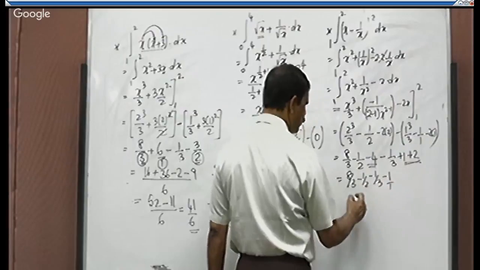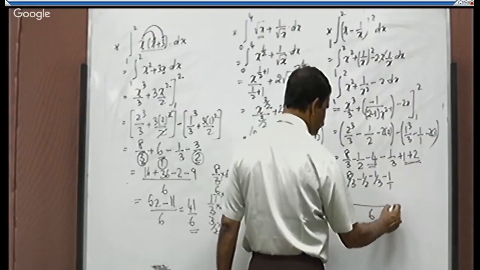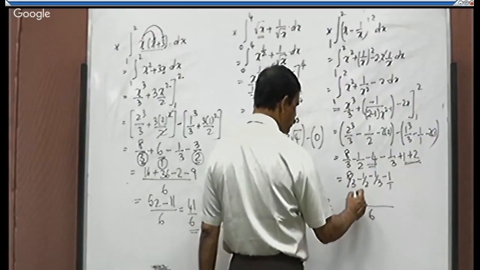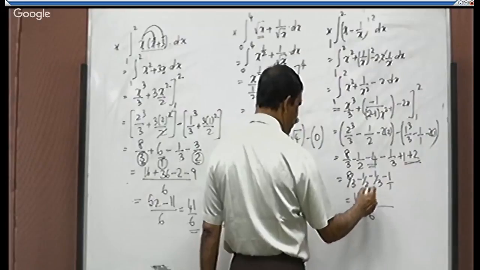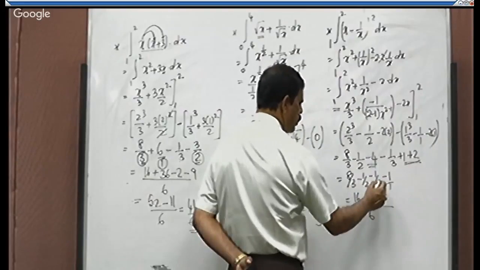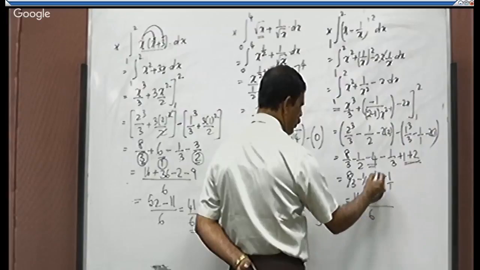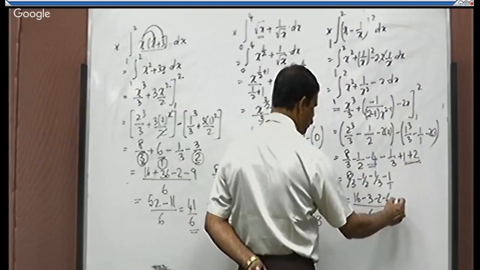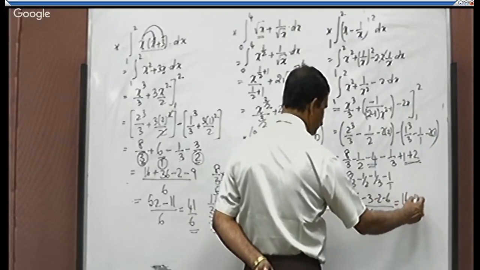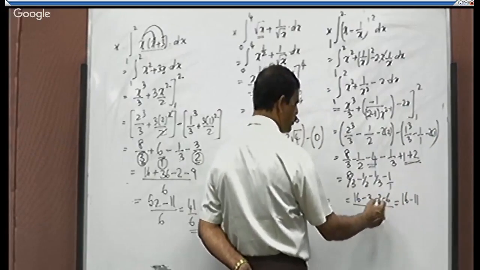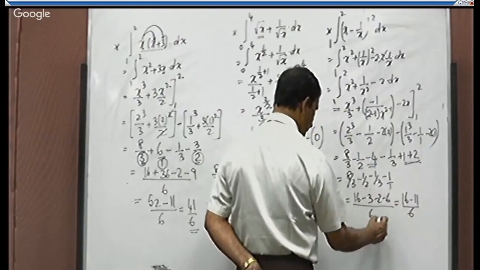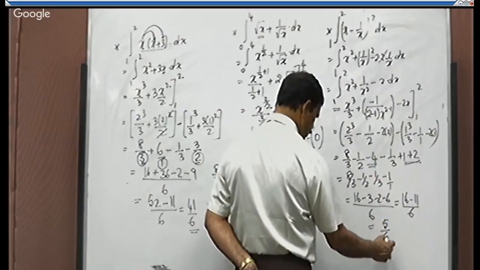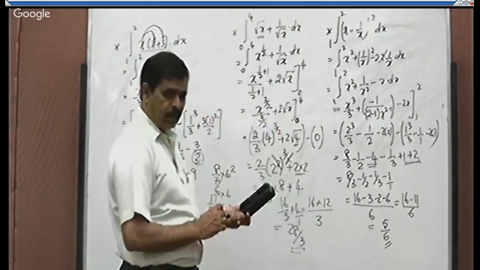Now take the LCM. What is LCM? 6 is LCM. 8 into 2, 16, minus 3 into 1, 3. Correct? 3 divided with 6, 2, minus 2, minus 1 into LCM, 6. That is equal to 16 minus 6 plus 2, 8, 8 plus 3, 11, 11 by 6. Or it is 16 minus 11, it is 5 divided by 6. 5 by 6 is the answer. Right?